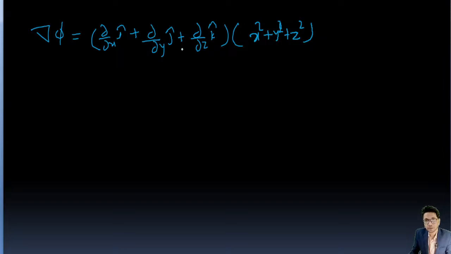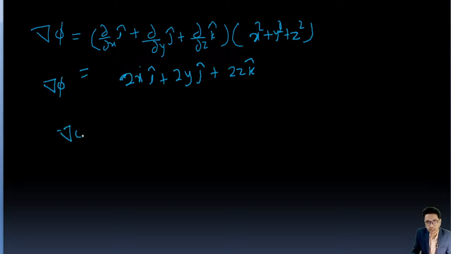Okay. Now we'll solve it. We'll operate this operator on this phi. So this is going to be 2x i cap plus 2y j cap plus 2z k cap. So that is the gradient of phi.